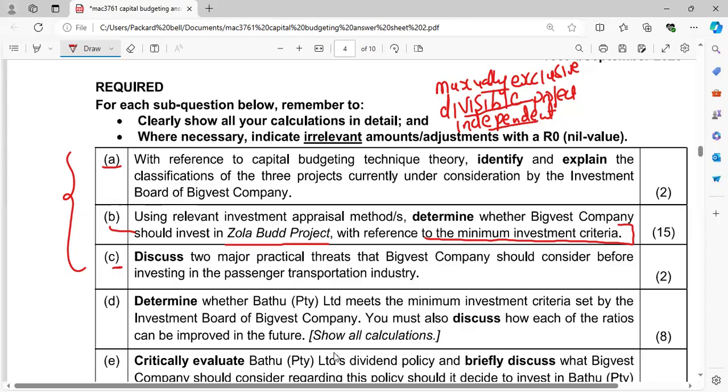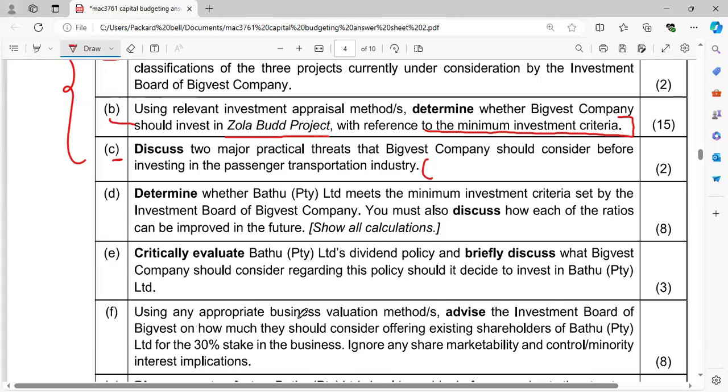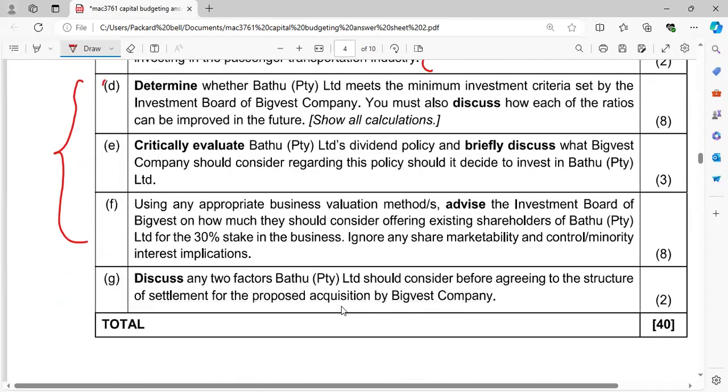Then C is just what we used to do. These are the non-financial factors they should look at on C. So after we do business valuation, which is our next class, I think we should be able to answer all the remaining questions. On Wednesday we'll do business valuation. Then on the weekend, Saturday, we'll finish off these questions.